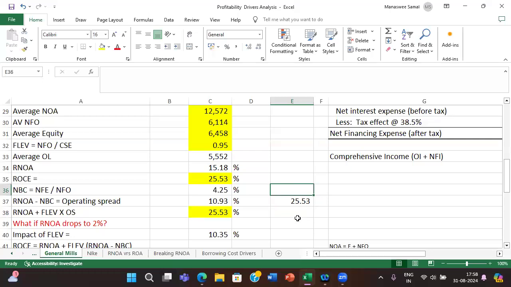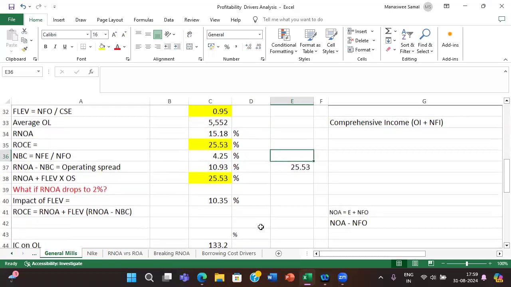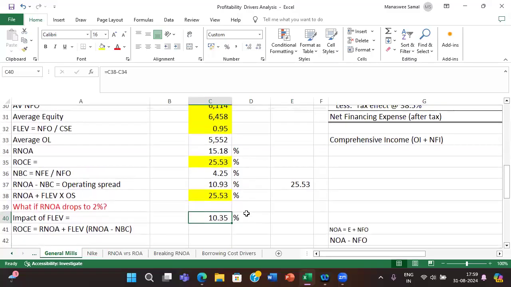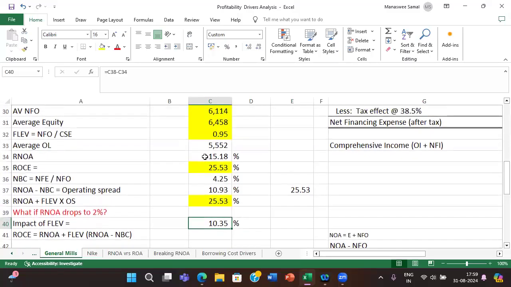So how does this decomposition help you? Why should you do so much back office work to migrate data into Excel, then reformat the financial statement, then find out these individual components? Let me tell you, up to this stage, even this work is at a macro level. You have to further dig it down to individual figures. But at this stage, we are trying to say the impact of FLAV is 10.35%. So the base return from business is 15.18%.